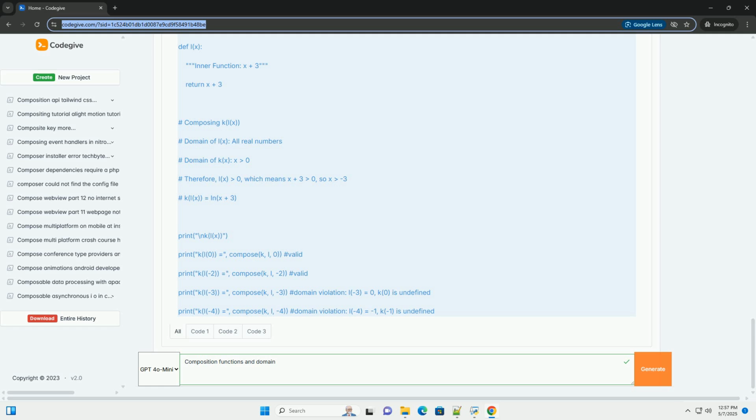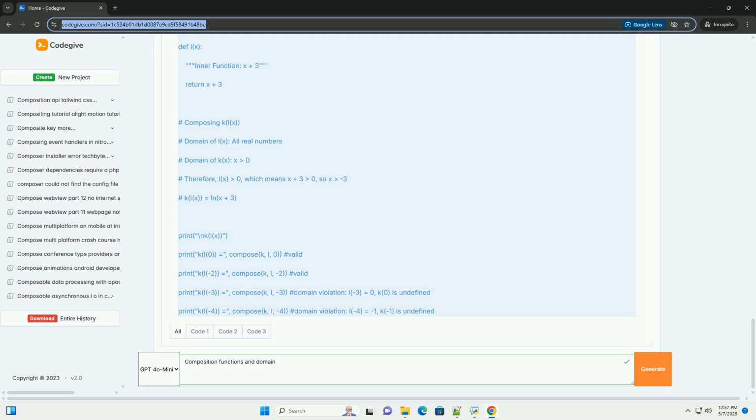Two, the result of g(x) must be in the domain of the outer function, f(x). This means f(g(x)) must be defined. In simpler terms, you can't put anything into the machine, the inner function, that will break it, and the output from that machine must be something the next machine, the outer function, can handle.